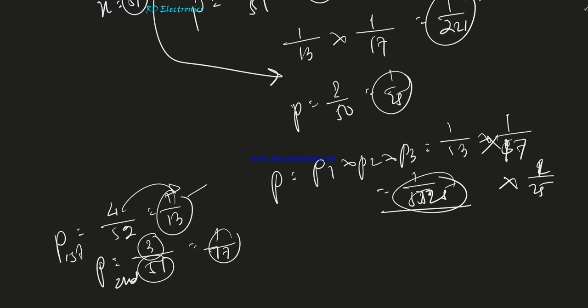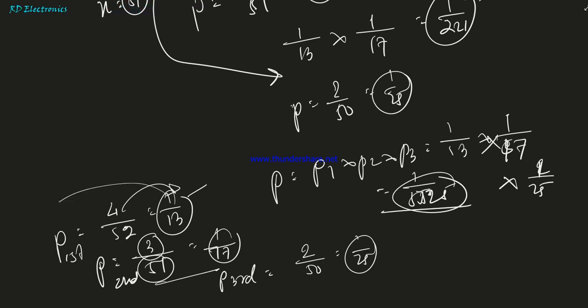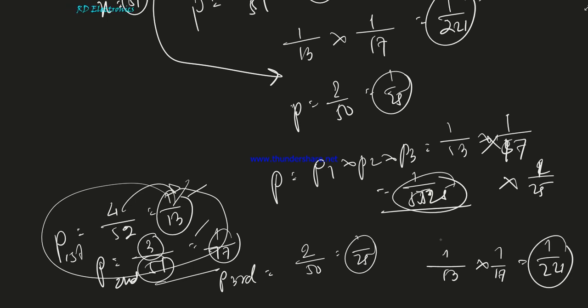So that is 1 by 17, and then for the third king it would be 2 by 50, which is also 1 by 25, and so on. But our question is: what is the probability of drawing 2 kings in succession? So only the first and second will be considered here. Therefore the probability of drawing 2 kings in succession is 1 by 13 times 1 by 17, which is 1 by 221. So this is our answer, the probability of drawing 2 kings in succession from a pack of cards. Okay.